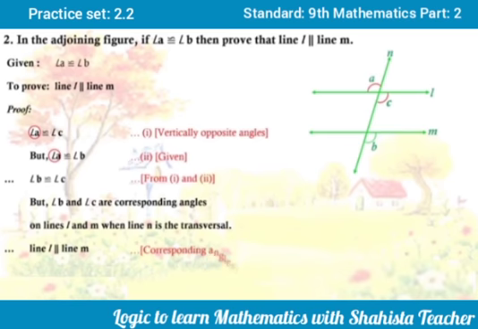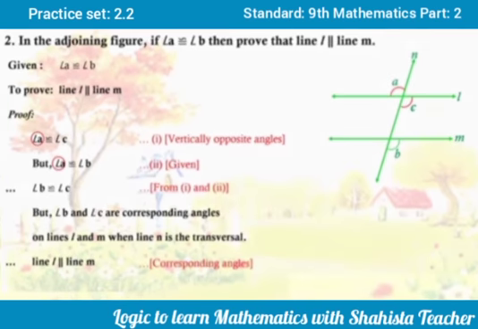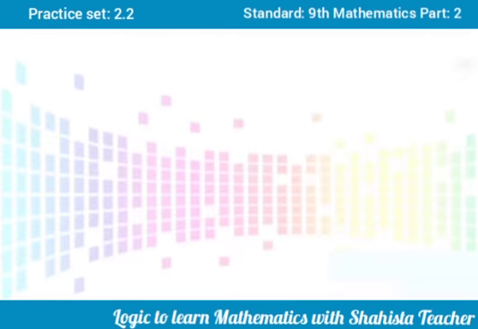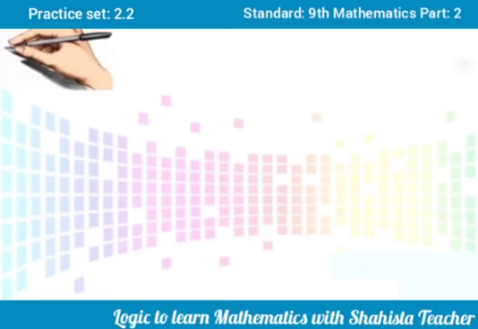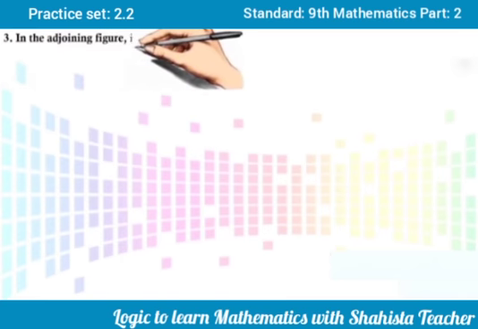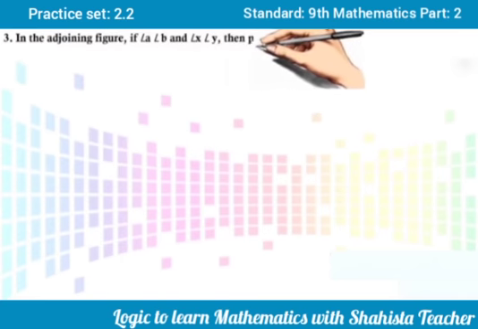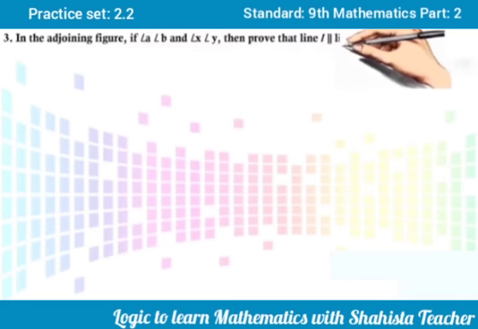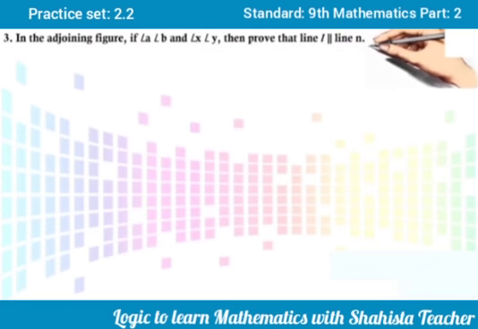So you can see this angle. Yes, they are corresponding angles. Now my dear students, after solving question number 1 and question number 2, let's solve question number 3. Question number 3 says that in the adjoining figure, if angle A congruent to angle B and angle X congruent to angle Y, then prove line L parallel to line N.